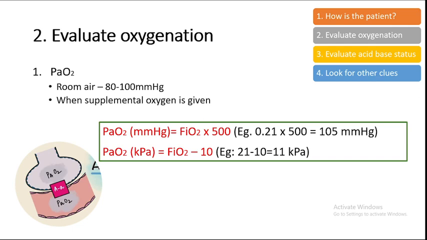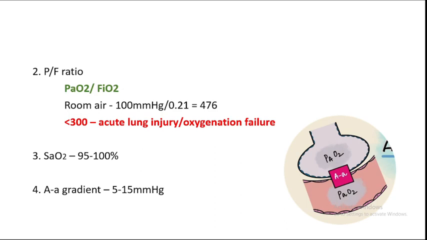If the FiO2 is given as a fraction, if a patient is breathing normal air, the fraction of oxygen is 0.21. So you multiply it by 500, and it will be around 100. Now, our patient is given more oxygen, so we expect more oxygen to be dissolved in the blood. So, this is the calculation that we are going to use for analysis of our patient's blood sample.